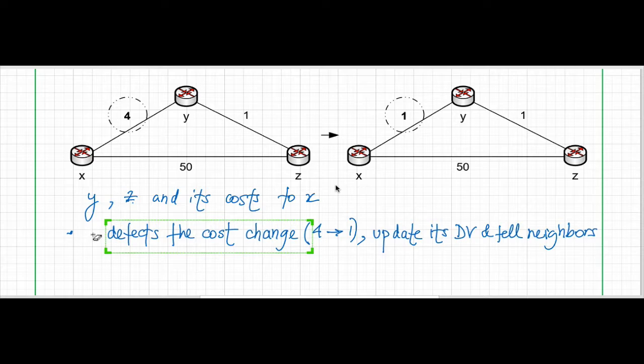Excuse me, here is not Z. Y is the first one that detects this because Y is right there. So again, Y detects this first. Now Z is going to receive the update. So Z receives the update.